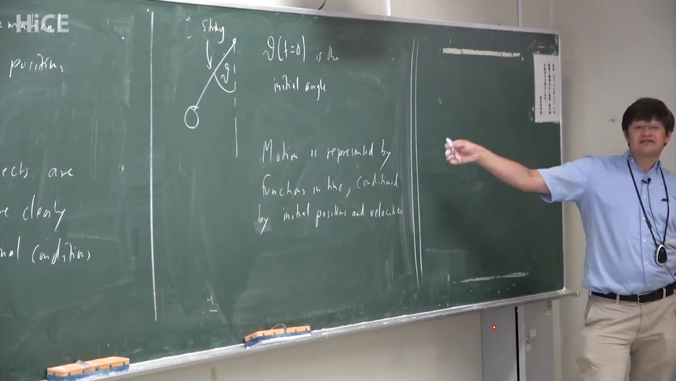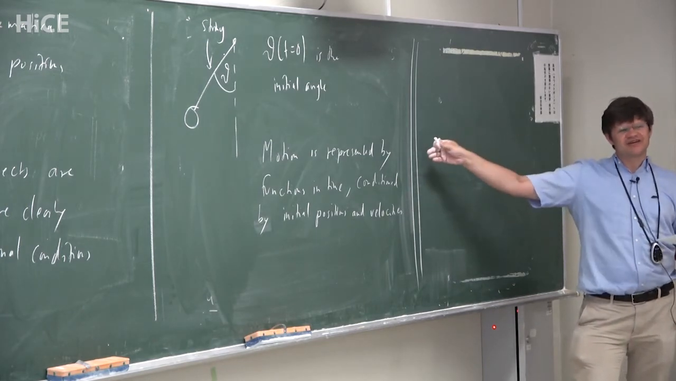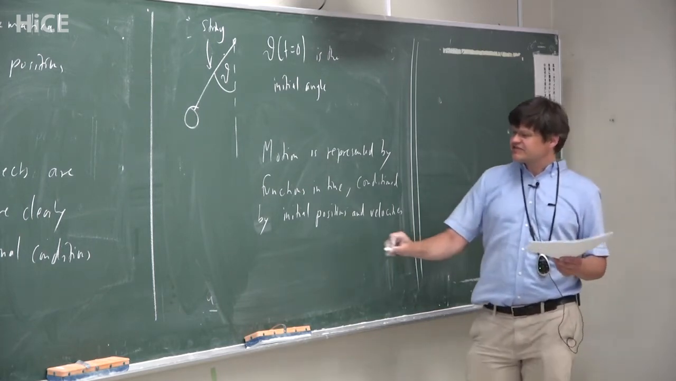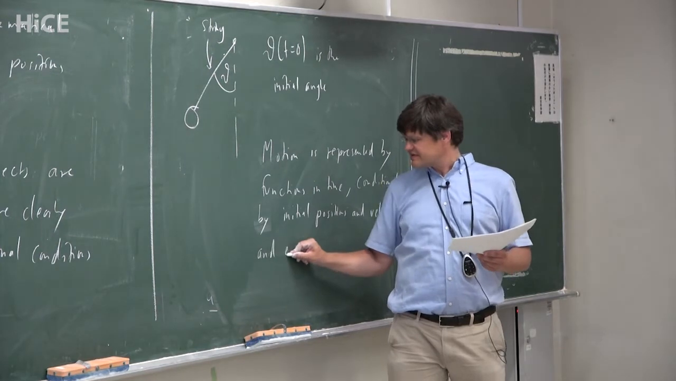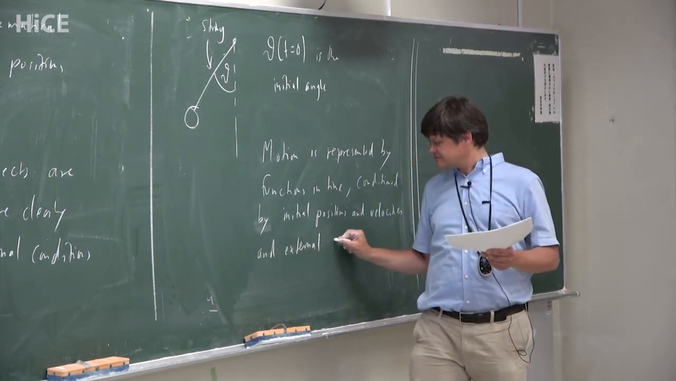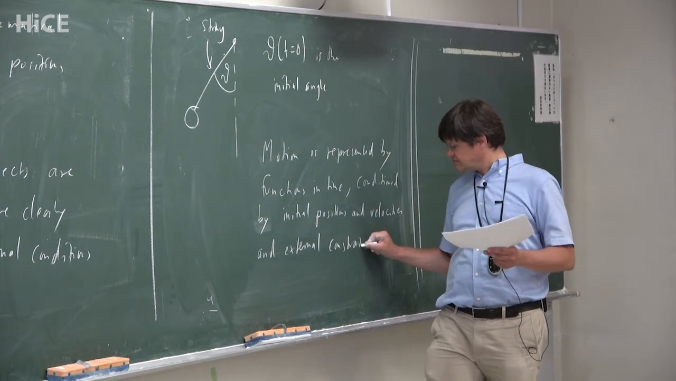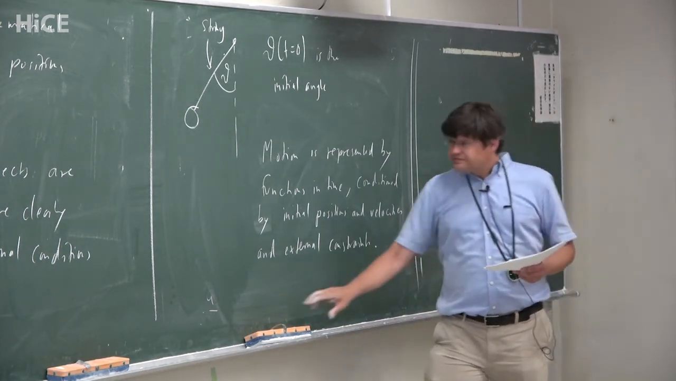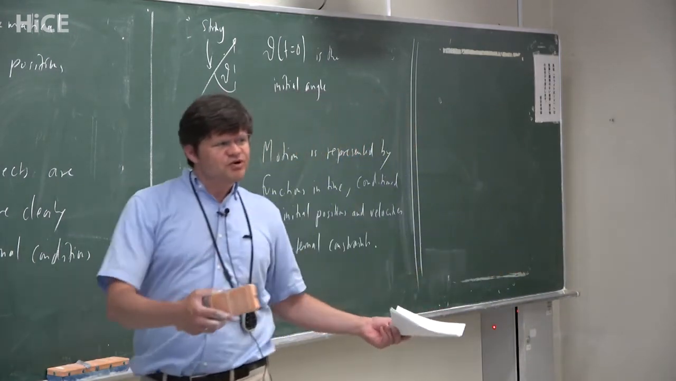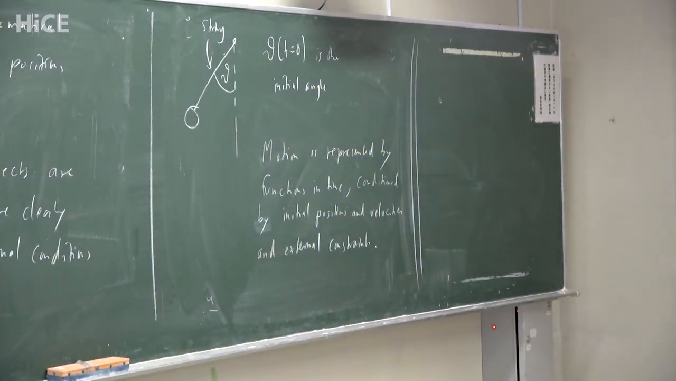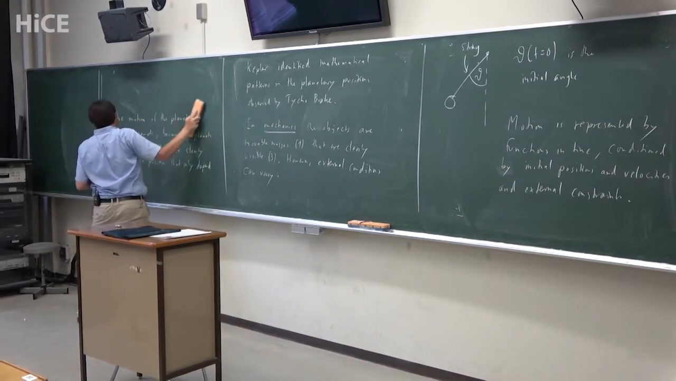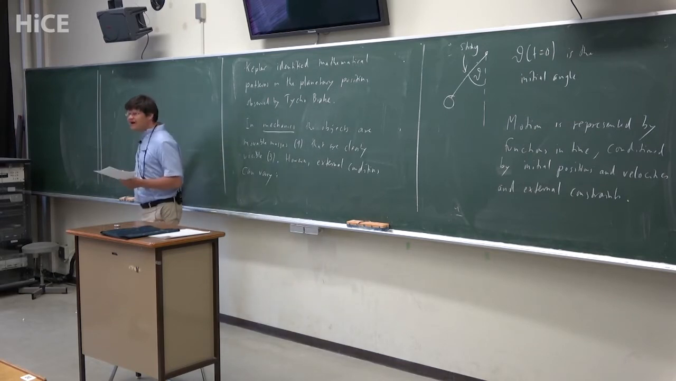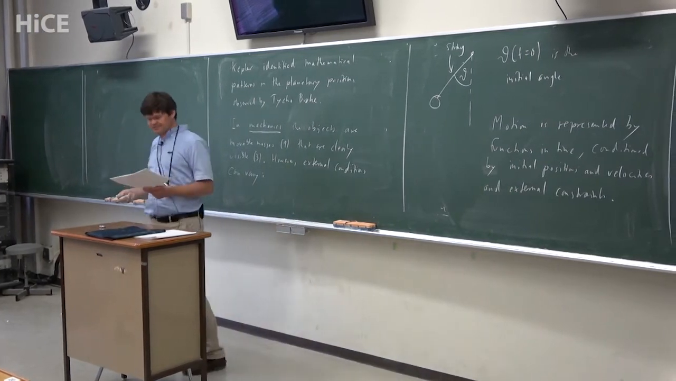So we condition the motion, which we see as a function in time, by initial positions and velocities and external constraints. And that's where we get all our laws of motion from. So the laws of motion are not something that we just know because we are so smart. It's obviously a pattern that we see in the world around us.